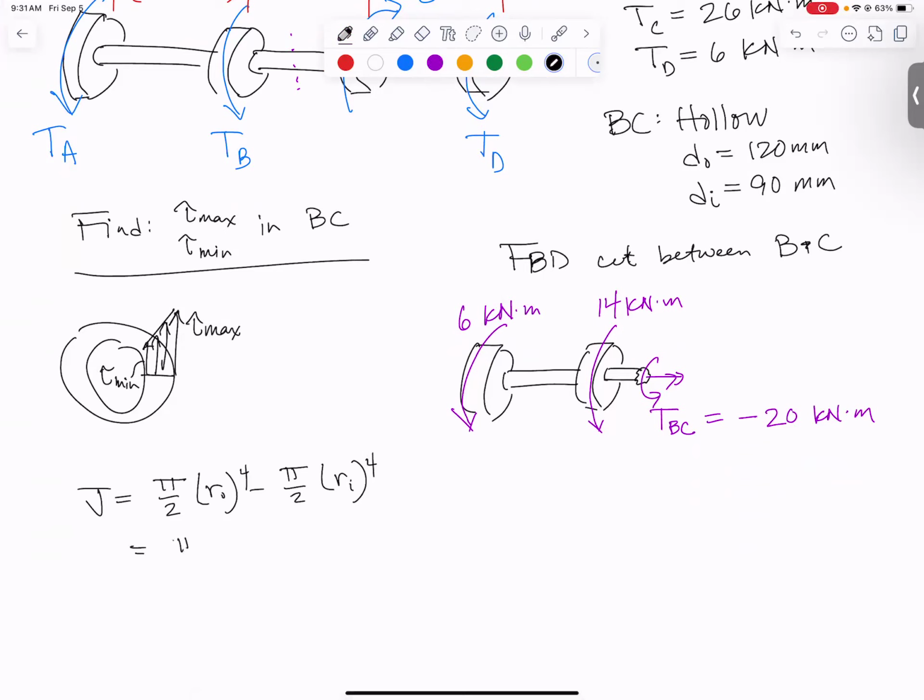That comes out to be pi over 2 times the outer diameter is 120. That means the outer radius is 60 millimeters, so 0.06 meters to the fourth minus pi over 2.